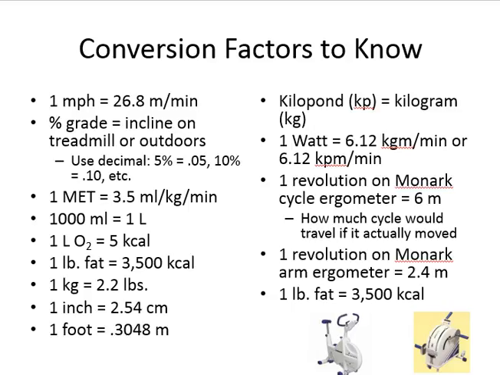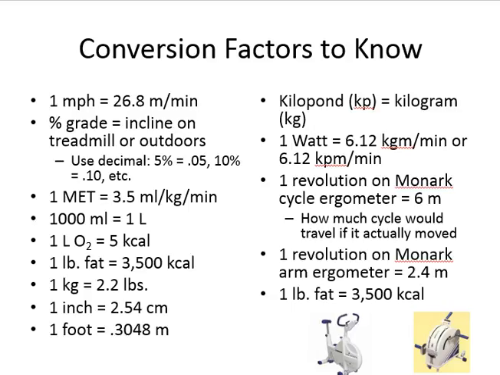So as I mentioned, 1 mile an hour is 26.8 meters per minute, that's the conversion multiplier. The grade is the incline on the treadmill; you've got to convert it to a decimal. Again, METs, liters, kilograms, inches to centimeters, a foot to meters. A kilopond, a kp, is the same as a kilogram. 1 watt is 6.12 kgm per minute, or kpm per minute. Sometimes you might see that estimated as just 6.